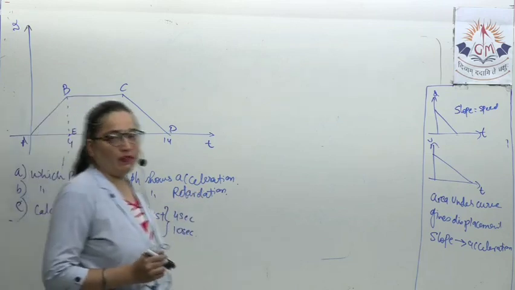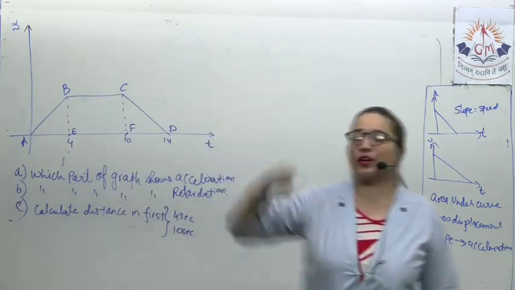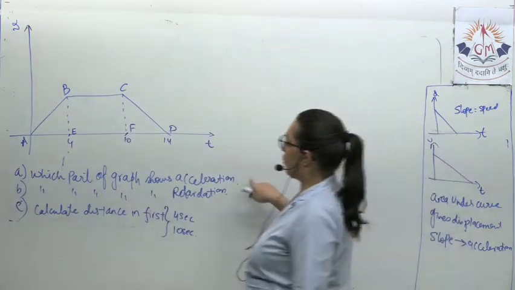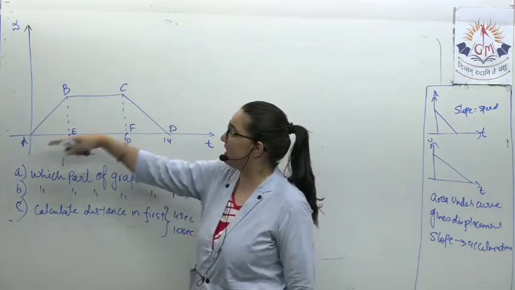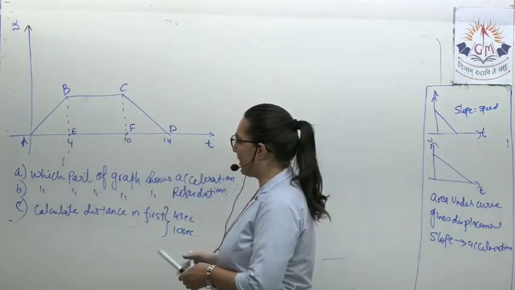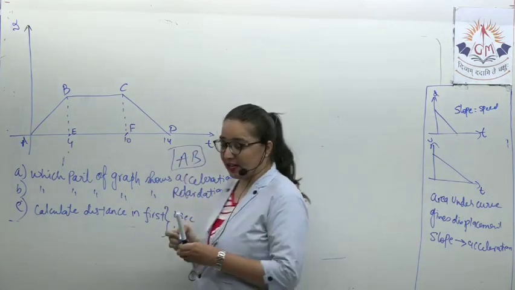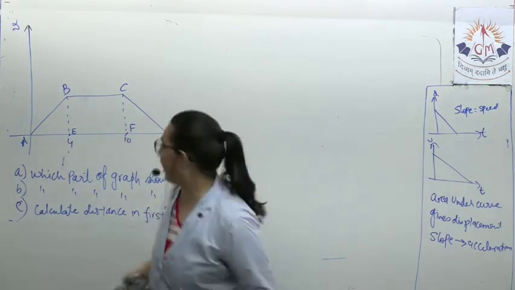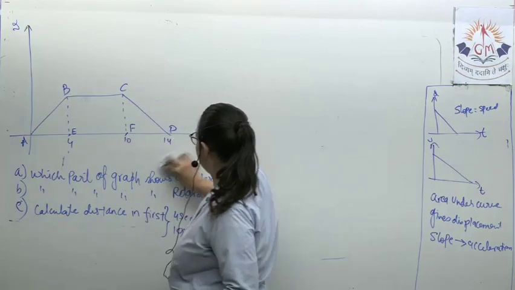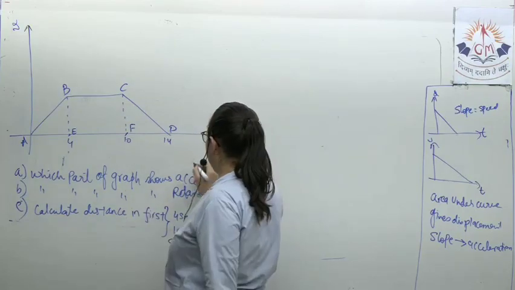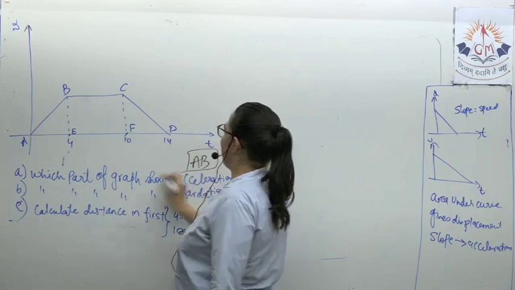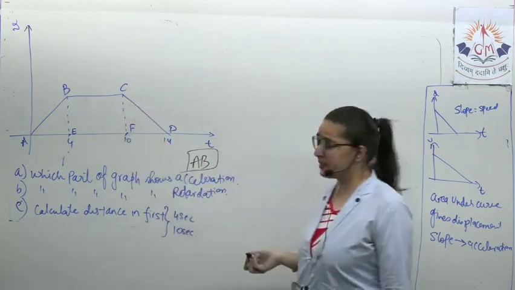Which part of the graph shows acceleration? Acceleration means it is going up. So which part is going up? It's this AB. So the answer is very simple. The part that is showing acceleration is AB. The one that is showing retardation is this, that is CD.